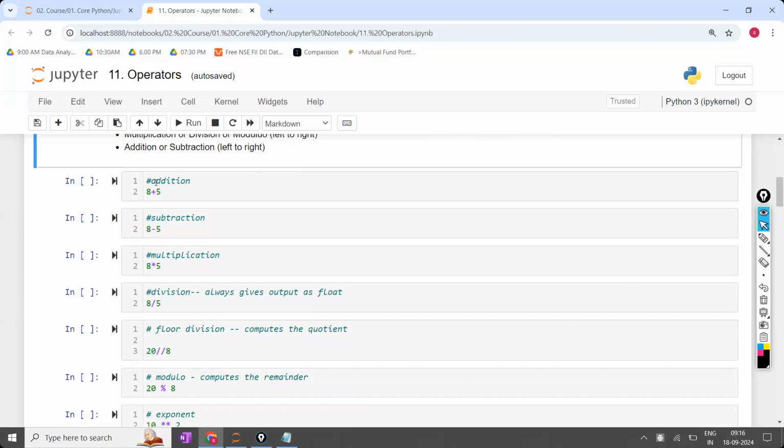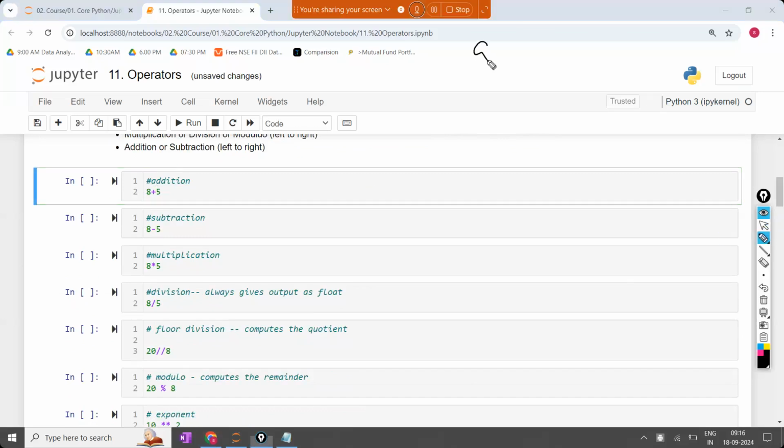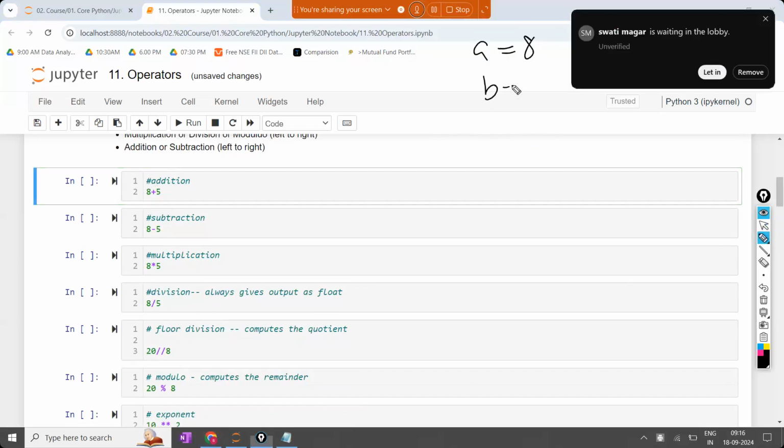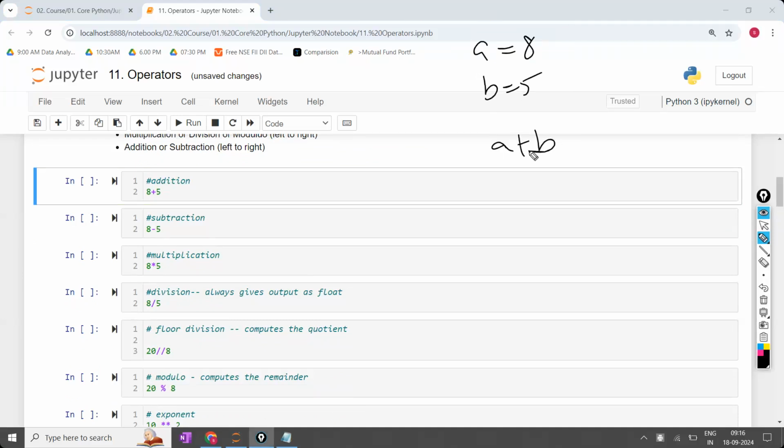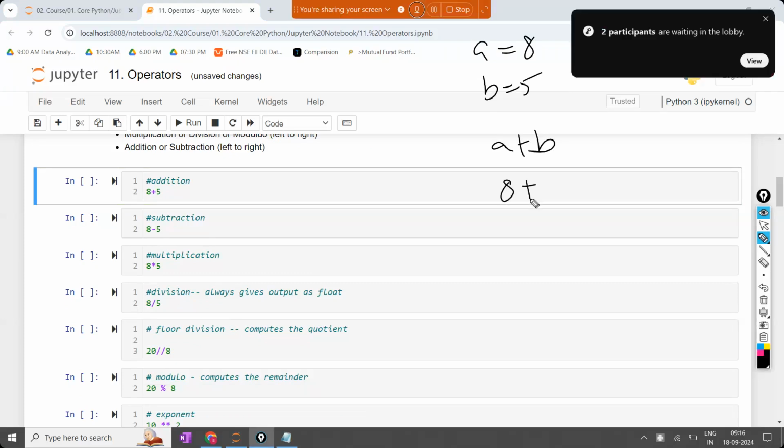First, let's start with addition. For addition, 8 plus 5. Sir, are you not going to store it in a variable? If you are interested in storing in variables, a is equal to 8, b is equal to 5. If you ask a plus b, what it is going to do is, basically, first it will collect the a value. What is the a value? 8. What is the b value? 5.